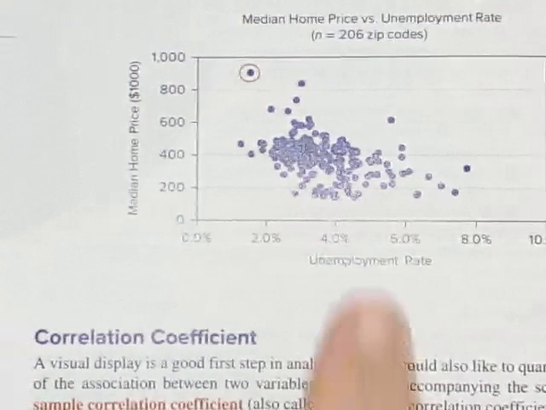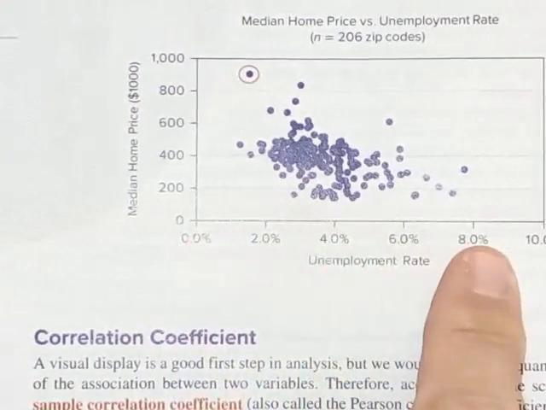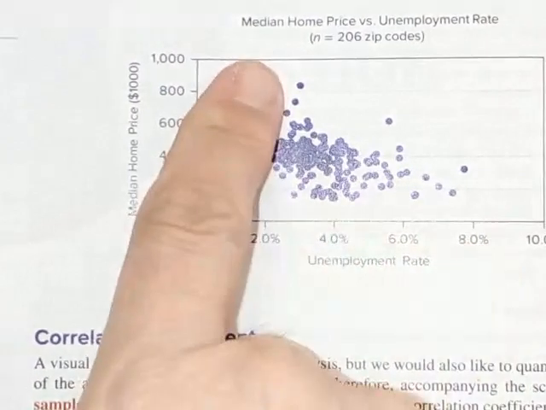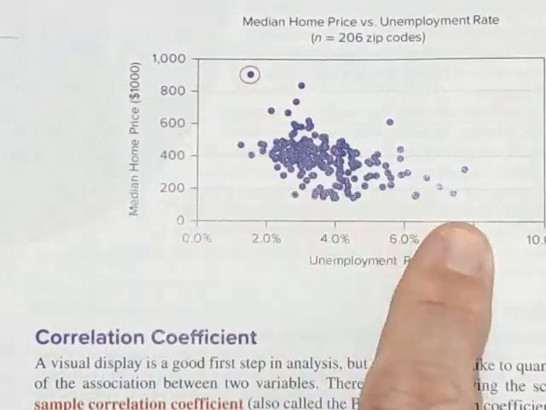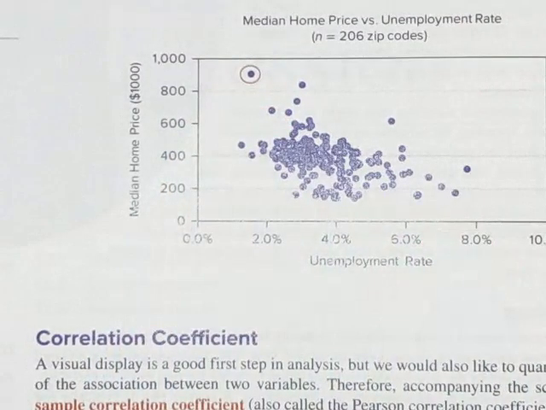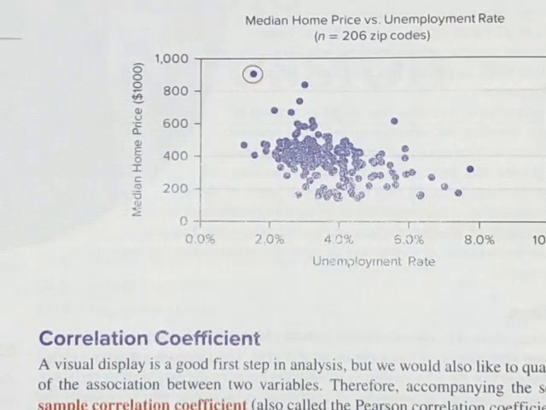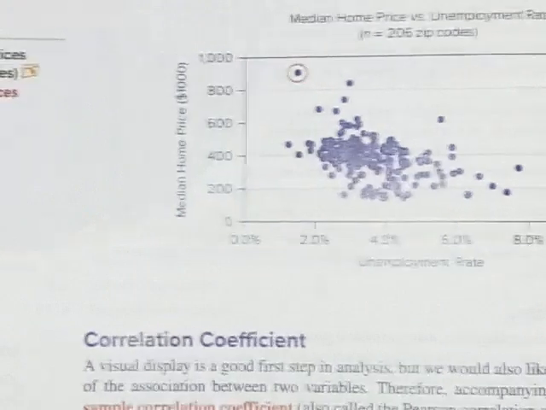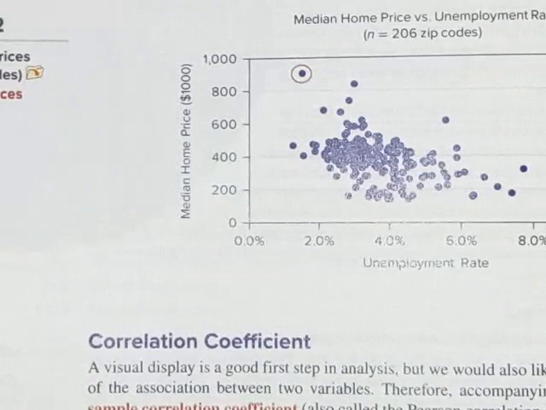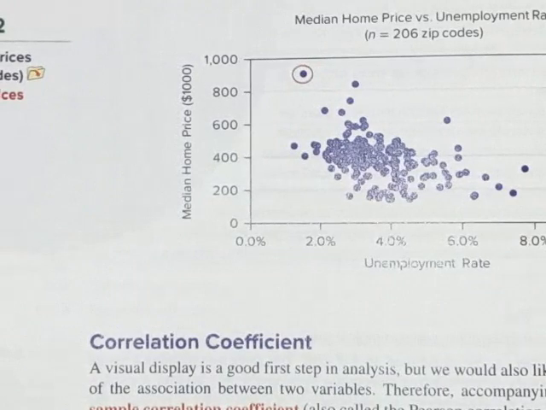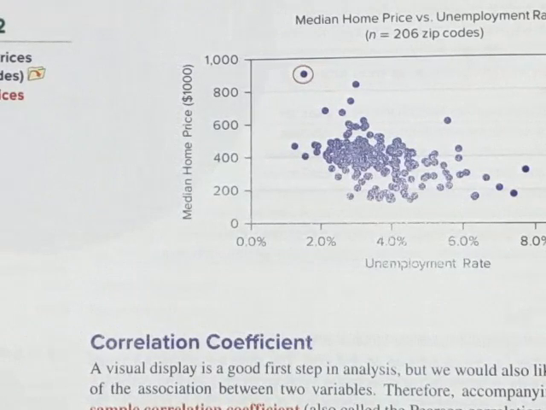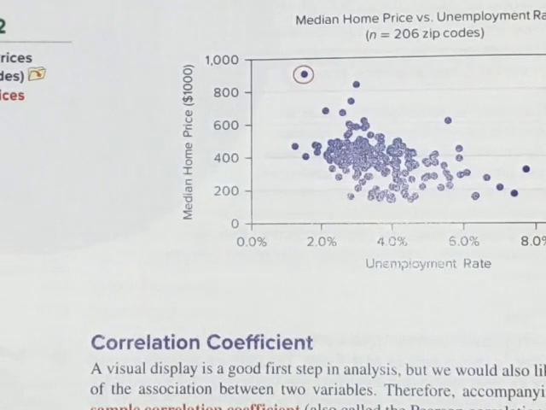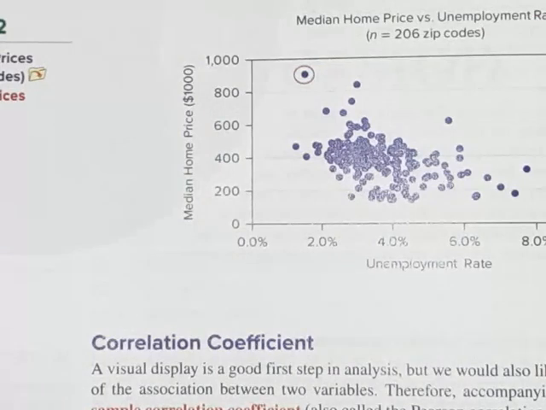But as I see higher unemployment, I'm seeing fewer high prices and more low prices, right? So I would wager that as unemployment rises, home prices should come down. More people having less money or fewer people having a job, harder to get a home, home prices come down as a result. I can't guarantee cause and effect here. I can just say these things look related to one another.